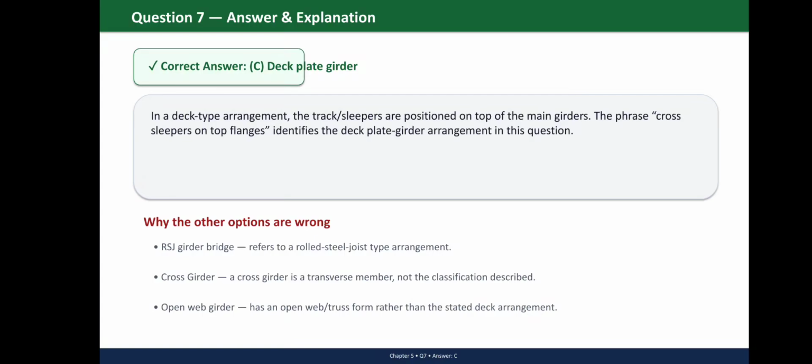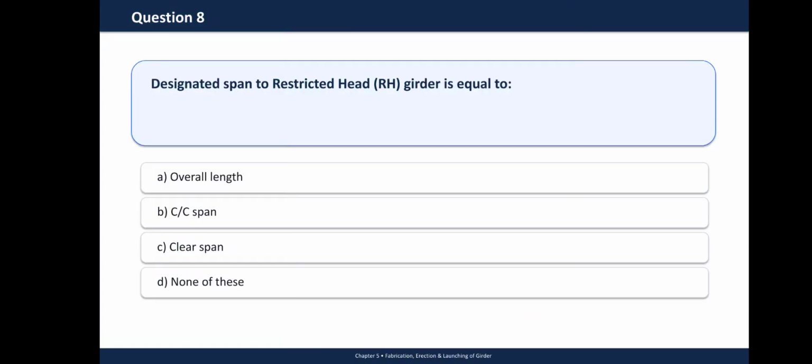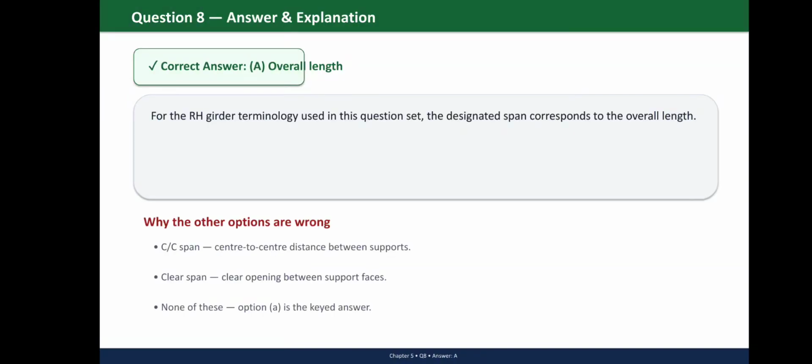Question 8. Designated span to restricted head RH girder is equal to options: A. Overall length, B. Center to center span, C. Clear span, D. None of these. Correct answer is A. Overall length. Explanation. For RH girder terminology, the designated span corresponds directly to the overall length of the girder.